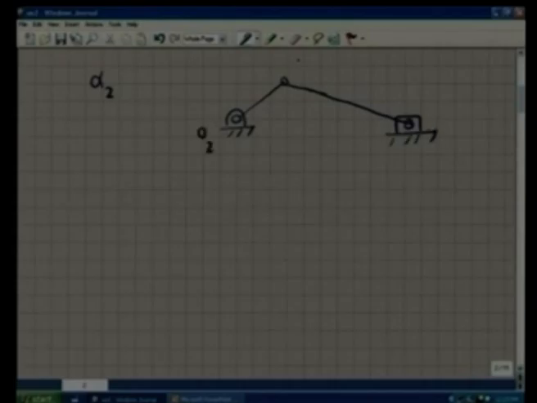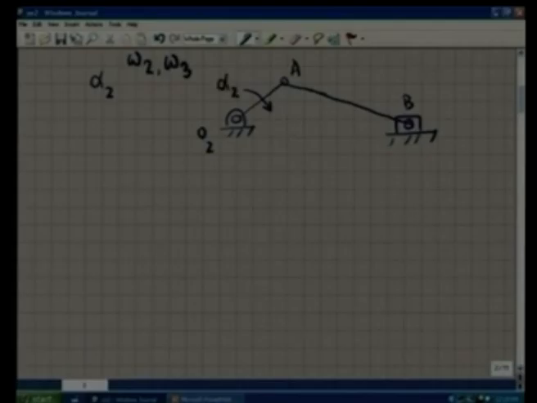O2, A, B. We have completed the velocity analysis for given omega 2. We have already determined omega 3. So, omega 2, omega 3 are known at this stage, and we also specify alpha 2, let us say in the clockwise direction again.